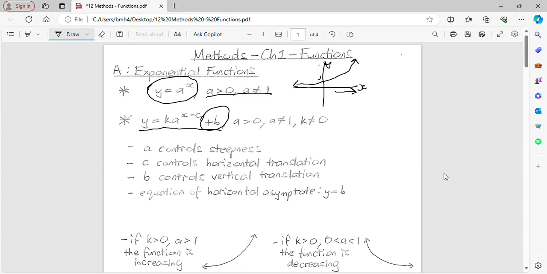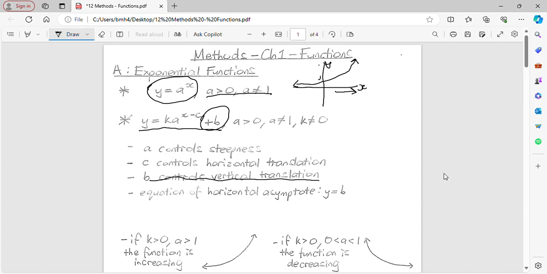and so the whole graph would lift by 1 unit. If b was negative, say negative 4, the graph would lower 4 units. So we say b controls vertical translation. So that's basically just what that means.